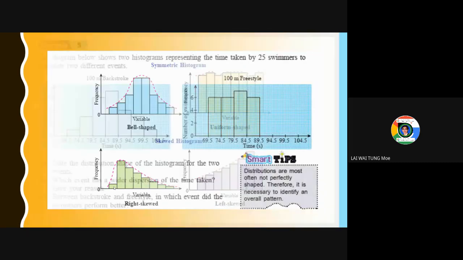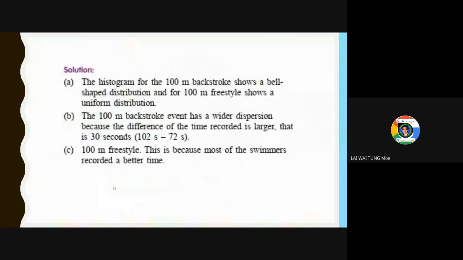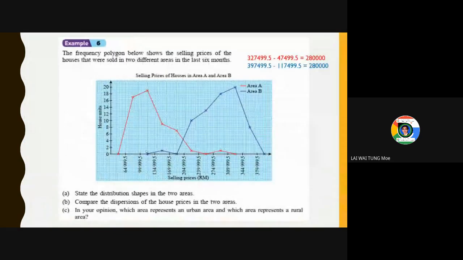Okay, very good. So if the red color is right skew, of course the blue color should be left skew. If you look at the points plotted here, it will gradually come up and then go down. The points are not uniform, so it's going up and then going down. So this is actually left skew. Okay, so that's the answer for A.